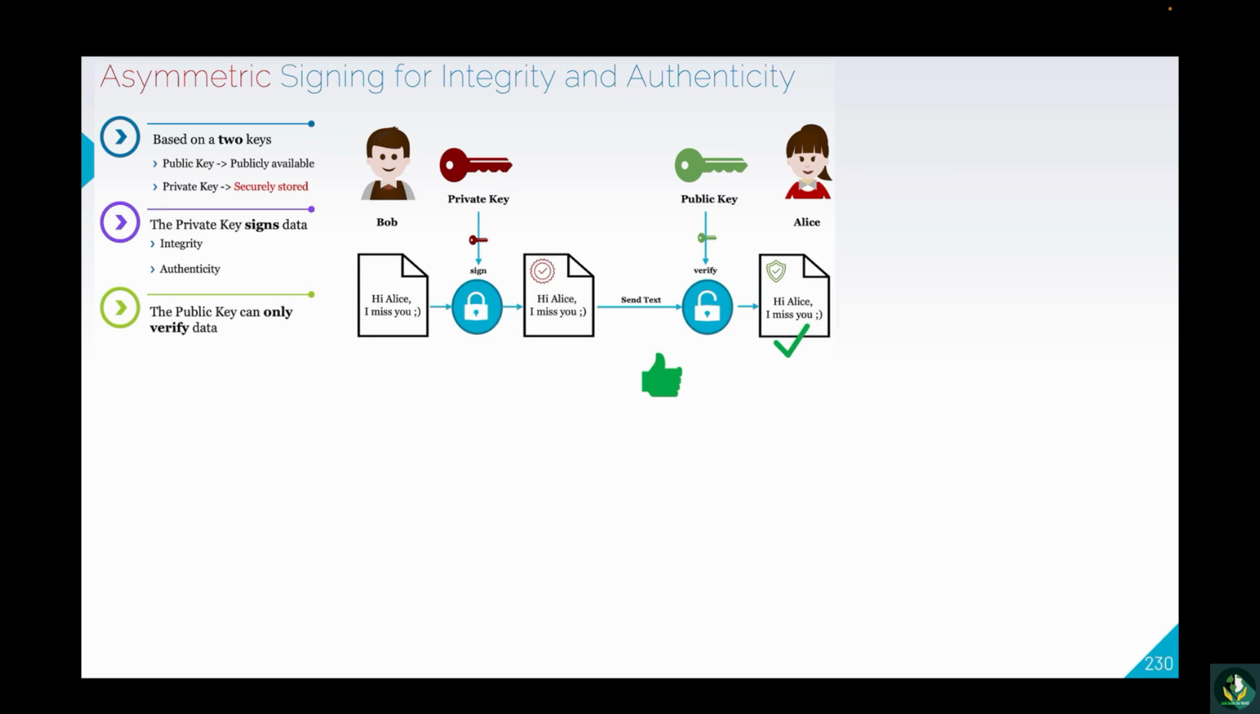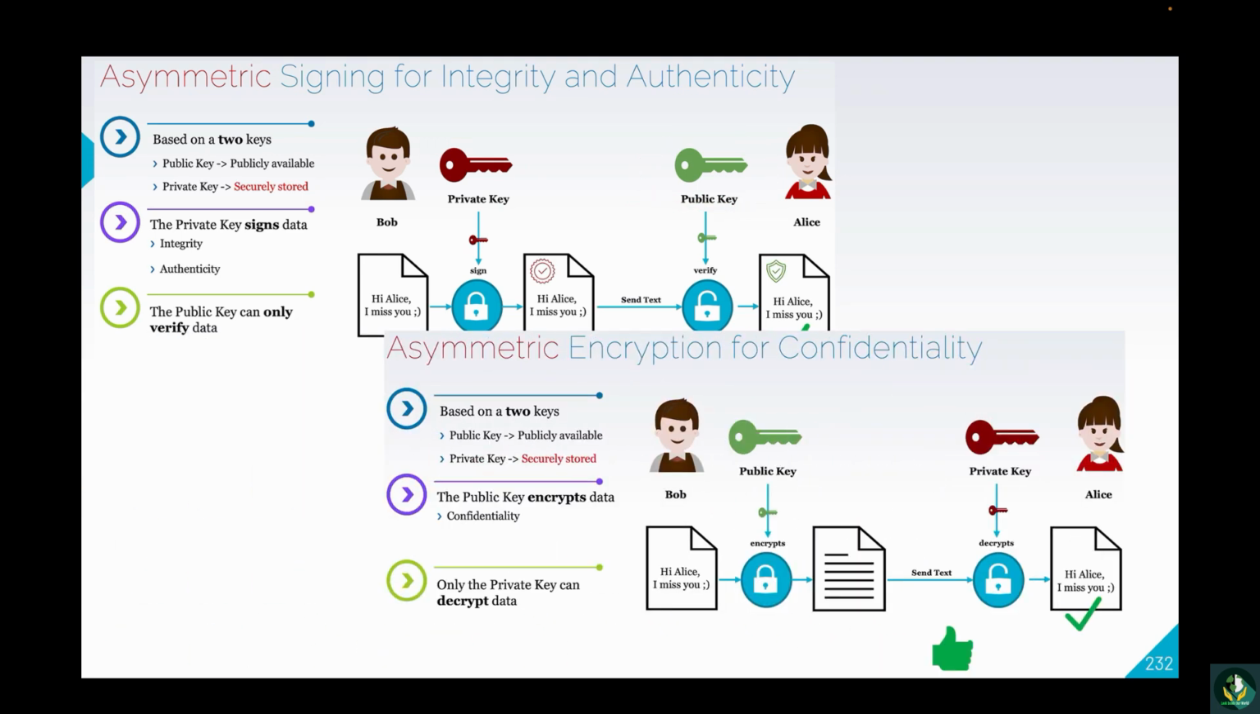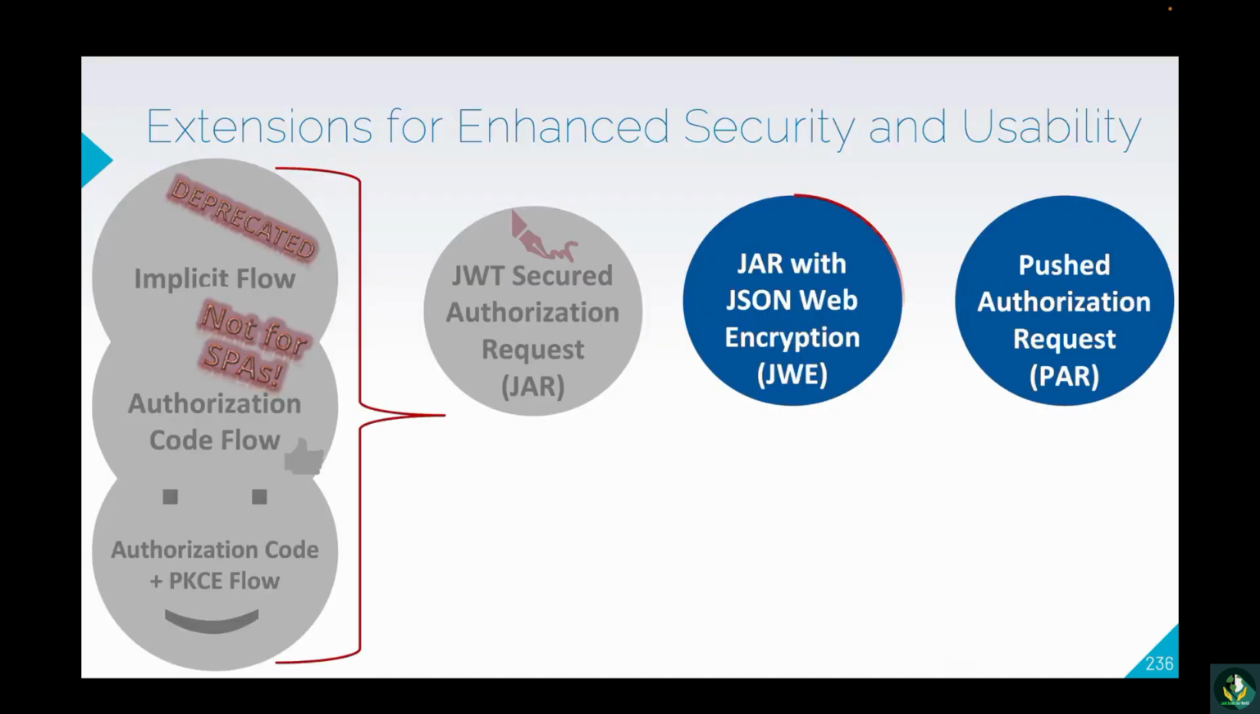To wrap up, asymmetric signing for integrity and authenticity: the private key signs data and the public key verifies the signature, ensuring that data has not been tampered with. Asymmetric encryption for confidentiality: the public key encrypts the message and the private key decrypts it, ensuring only the intended recipient can read it. Before we dive into JAR with JWE, let's take a step back and understand what JWE, JSON Web Encryption, is all about.